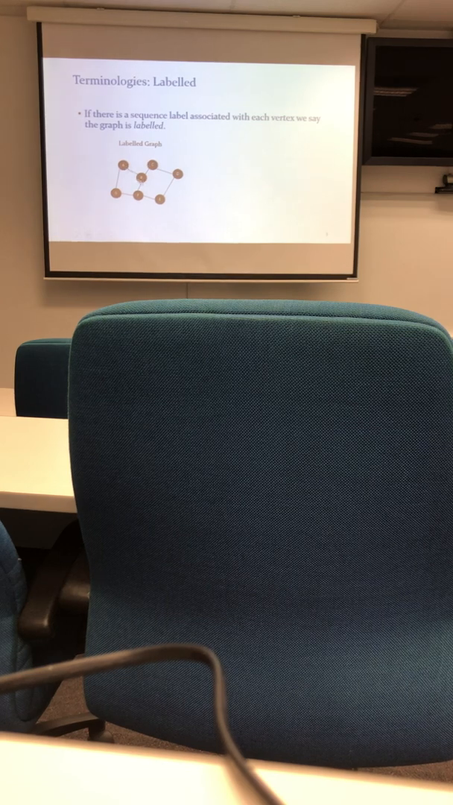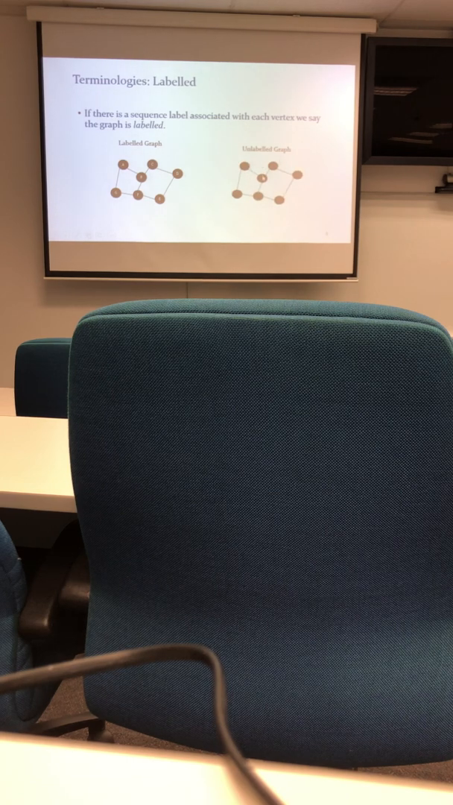Okay, within graph, there are labeled graph and unlabeled graph. If there's a label associated with each vertex, we say the graph is a labeled graph. So this is a labeled graph. Every vertex is labeled. This is labeled A, B, C, D, E, F, G. And this is unlabeled graph. We do not give a symbol to each vertex. So this is unlabeled graph.